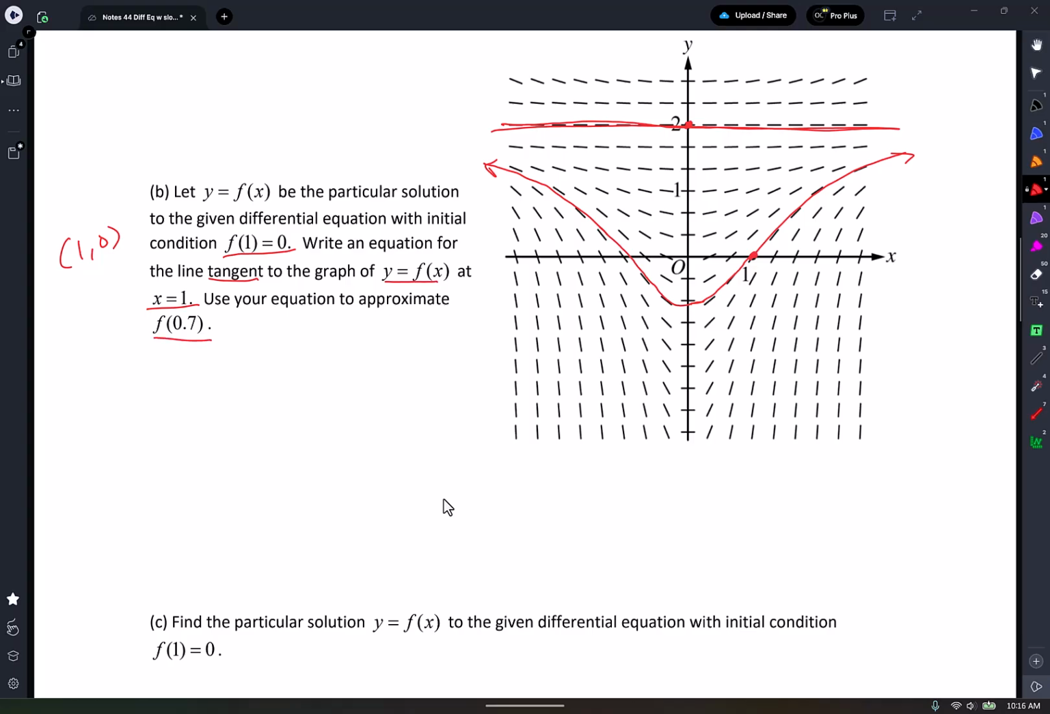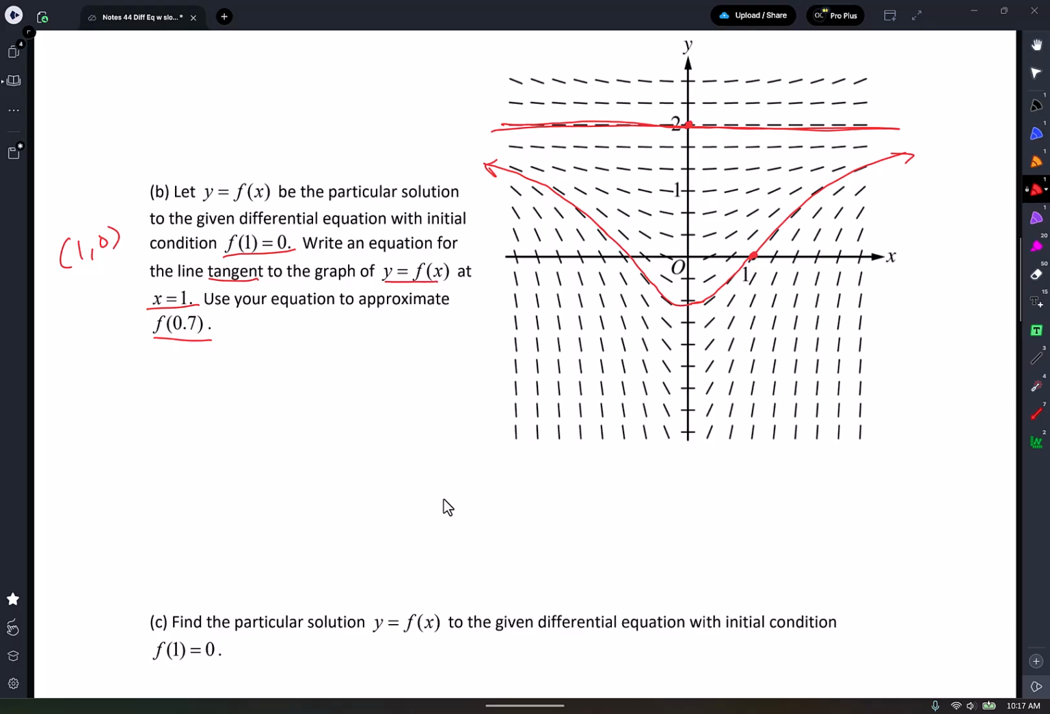All right, I want a tangent line. What two things do I need for a tangent line? Point and slope. So don't go looking for f of x. Don't do separation of variables or any of that. They're not asking for that. They just say what's my tangent line, and then use that to approximate.